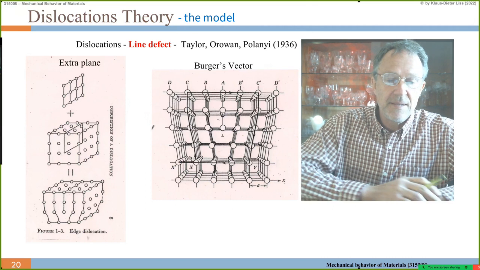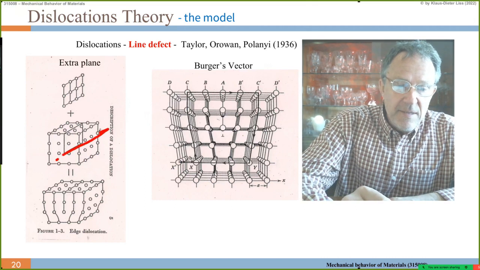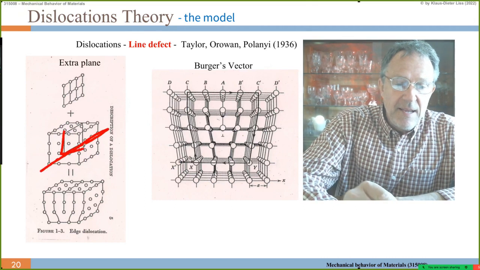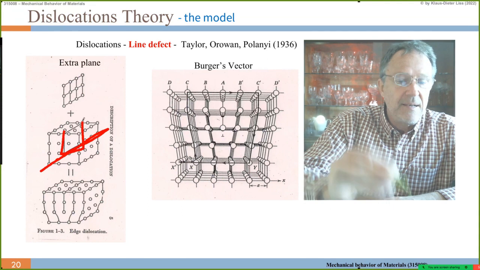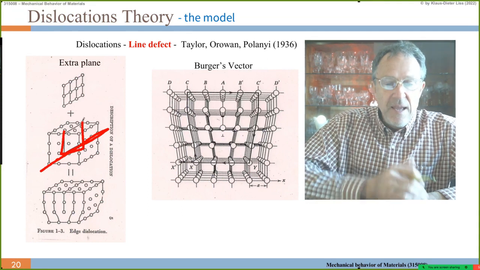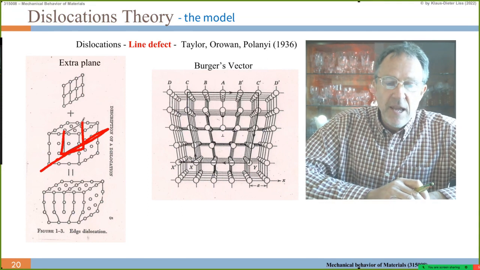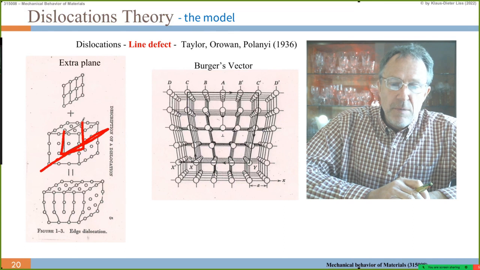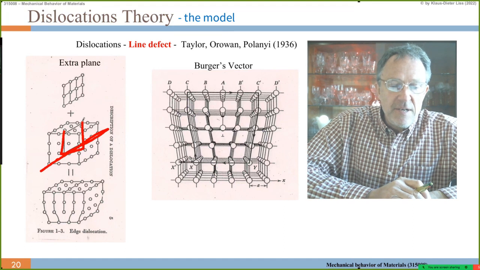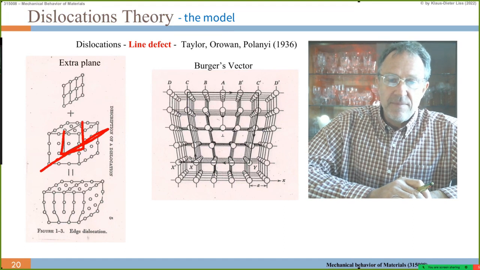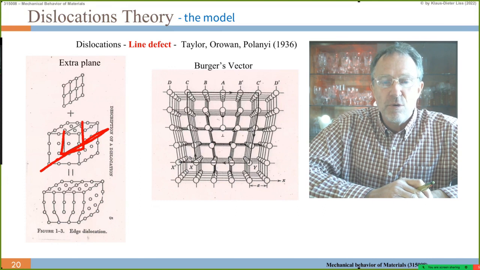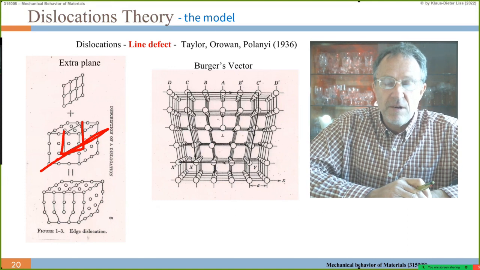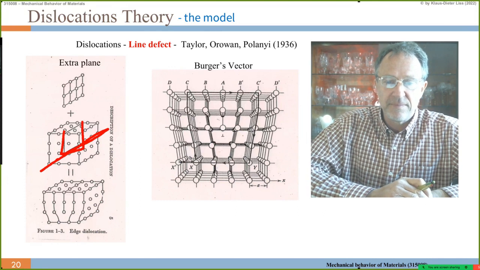And that is a line that describes where it ends, or here it ends like this, and at the surface, of course. And this line is called a dislocation line. Because this is like an edge, we call this an edge dislocation. We come to other dislocations, the screw dislocation, later on, and also mixed dislocations.